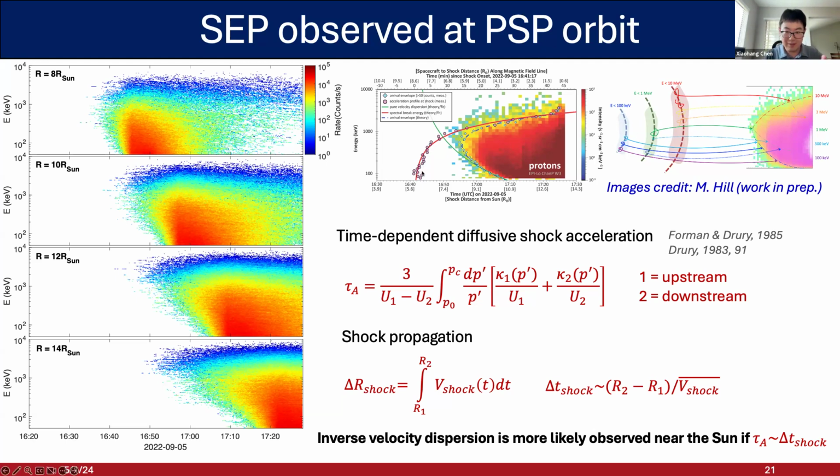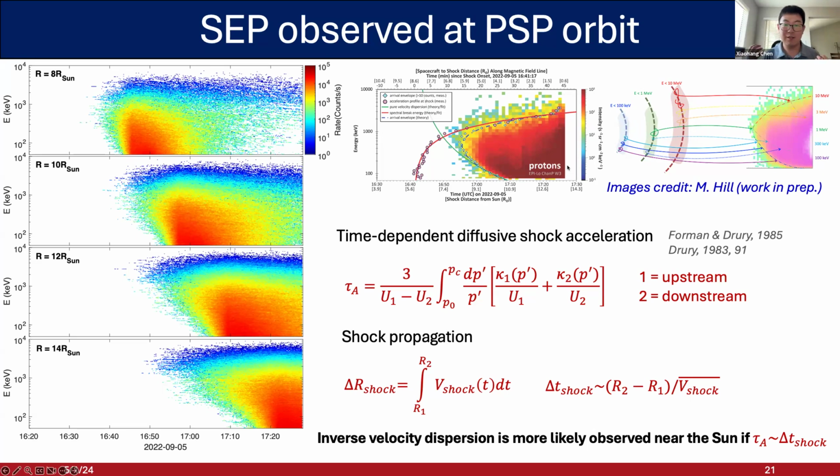This is a figure from Matthew, and Matt and Joe are also working on this problem. They have another parallel work that is going to be submitted soon. This red line characterizes how high an energy can be accelerated based on this acceleration time, and it limits the maximal energy of these particles. And the green line characterizes the velocity dispersion. Basically, it describes when the high energy particles arrive, followed by the low energy particles.